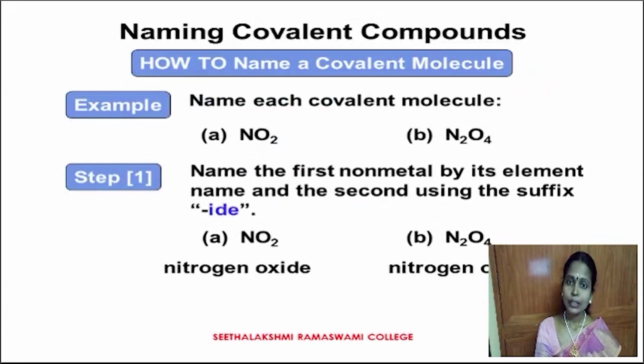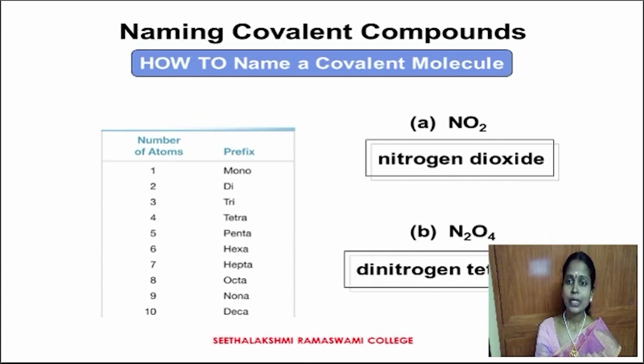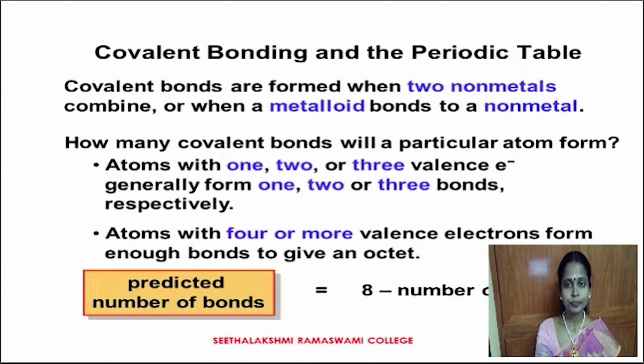Talking about the naming of covalent compounds, we have two examples right here, NO2 and N2O4. The first compound, NO2, is called nitrogen dioxide, whereas the second one, N2O4, is called dinitrogen tetroxide. So the prefixes mono, di, tri, tetra, etc. are very important while we name the covalent compounds.